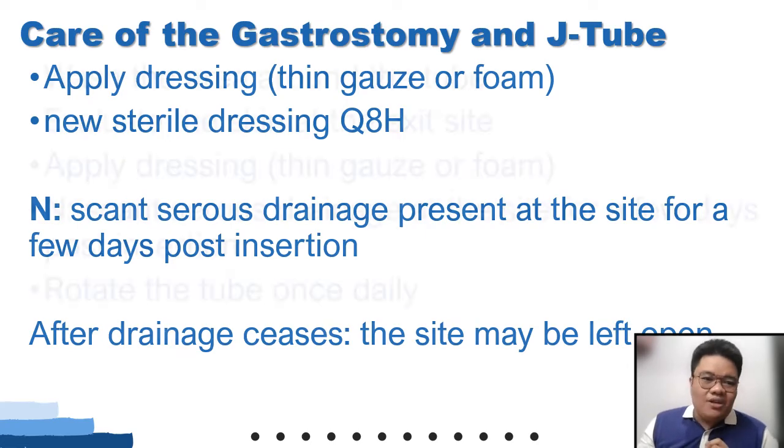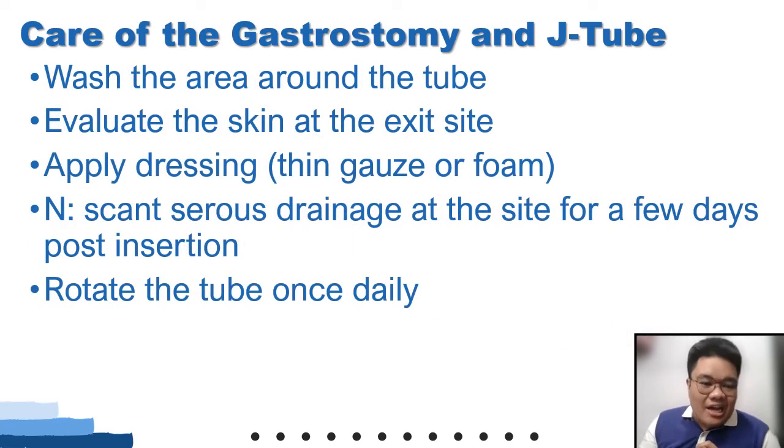Okay. Now, wash the area around the tube. Then, evaluate the skin at the exit site. Then you apply dressing. Again, class, it's normal to have the serous drainage at the site for a few days, and then rotate the tube once daily. Now, what's the purpose of rotating the tube once daily? It is for us to prevent skin breakdown and buried bumper syndrome.